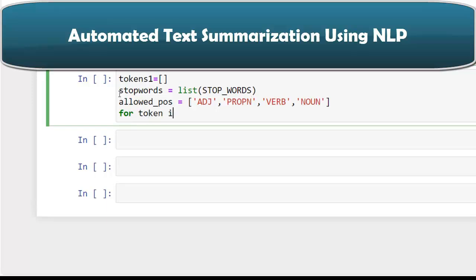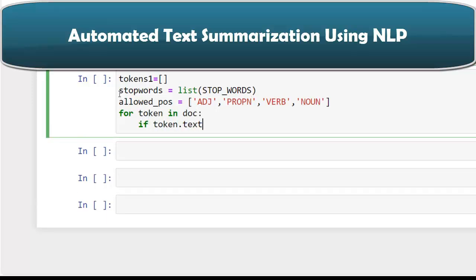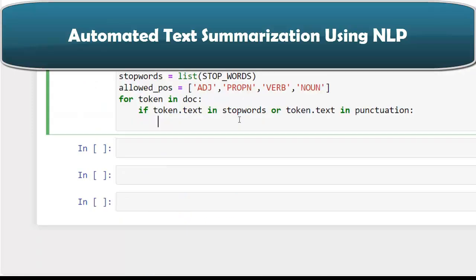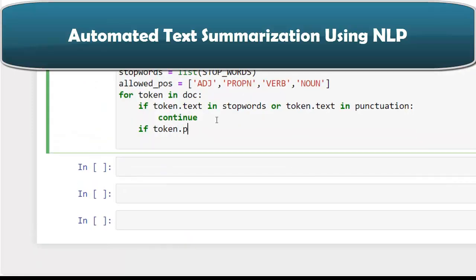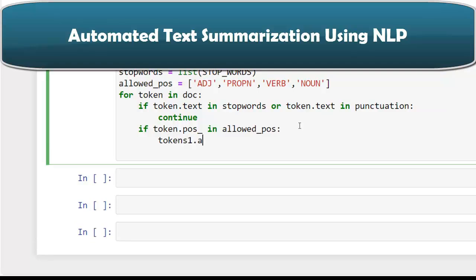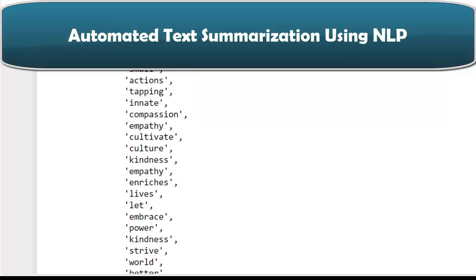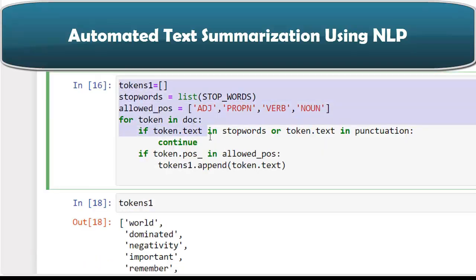Now for token in doc, if token.text in stop_words or token.text in punctuation, which we have already imported from string, then continue. If token.pos_ in allowed_pos, then tokens1.append(token.text). Let's execute this cell. Let's check. As you can see over here, our clean text. This is an alternative approach to removing stop words and punctuation using POS tagging.